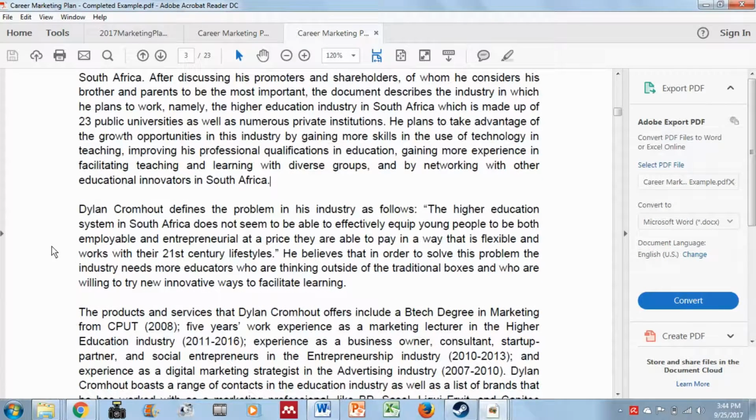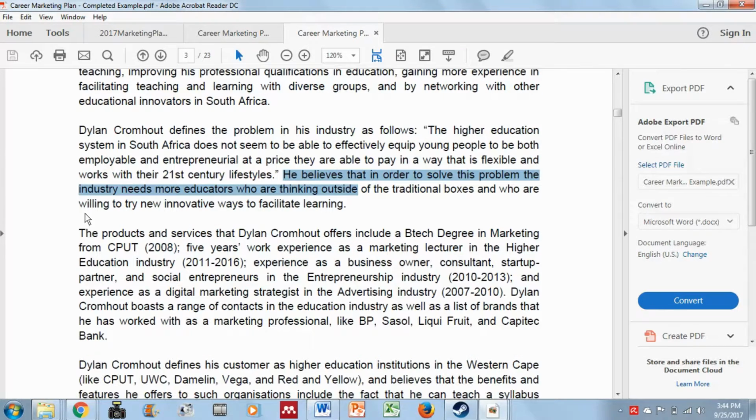Then the next paragraph. Dylan Crommett defines the problem. Now look at the problem section in his industry as follows. And then I give a little summary. He believes that in order to solve this problem, the industry needs more educators who are thinking outside the traditional boxes. Okay, and that gives my solution there. The products and services that Dylan Crommett offers include, and then I give a summary of some of the products and services that I offer.